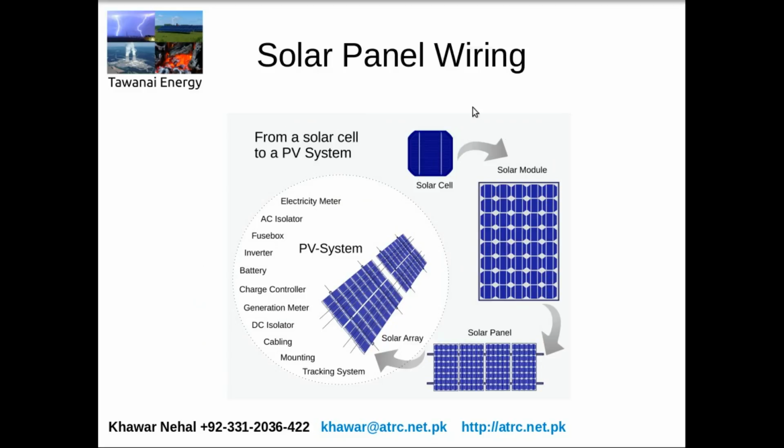So basically you've got cells which go into modules, which combine together, and a group of modules is called a solar panel in some cases. And a lot of solar panels are also arranged in arrays, which is called a solar array, which is like thousands of solar modules in a large field.